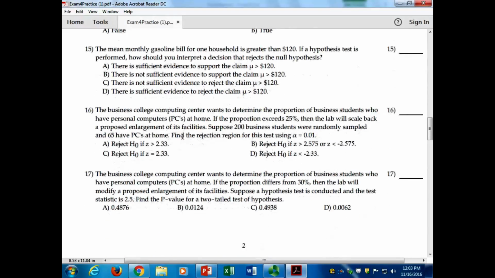Let's see. 15? Hey, maybe we'll make it through all of them. Hey, this test wasn't that bad. You guys are going to do great.